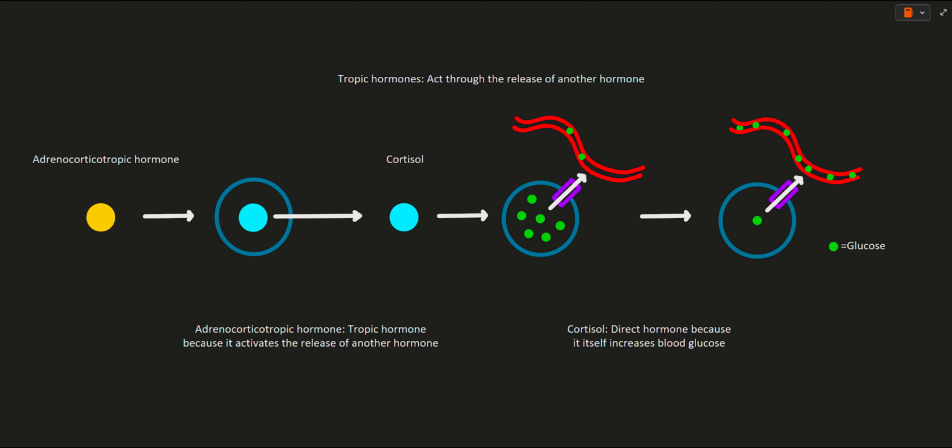In this example, adrenocorticotropic hormone is a tropic hormone because it only acts to activate another hormone. Cortisol is a direct hormone because it directly increases blood glucose levels and doesn't need to activate another hormone.